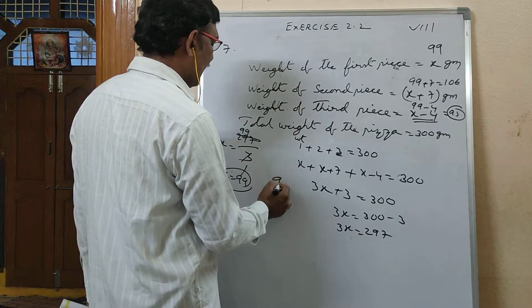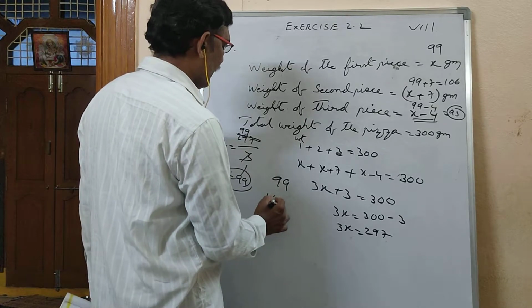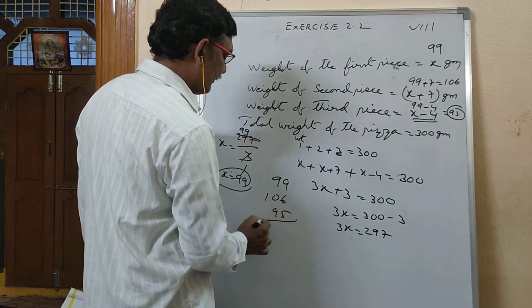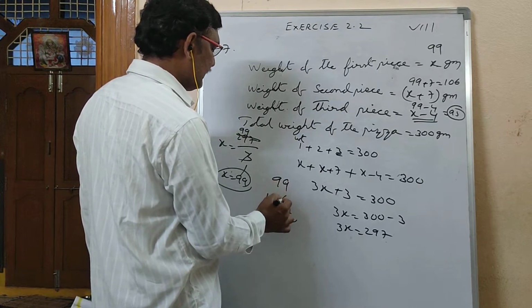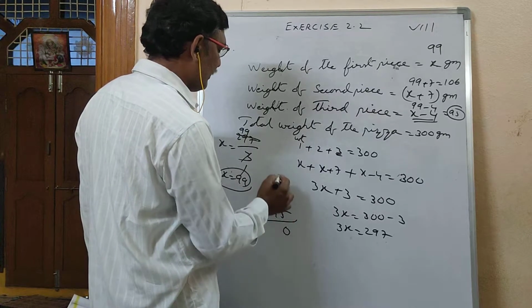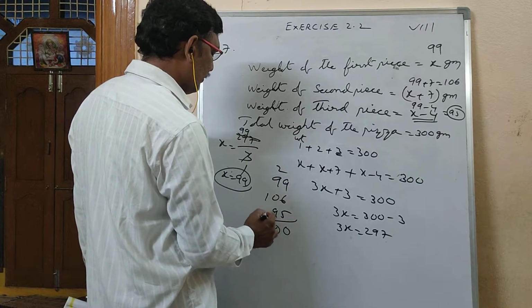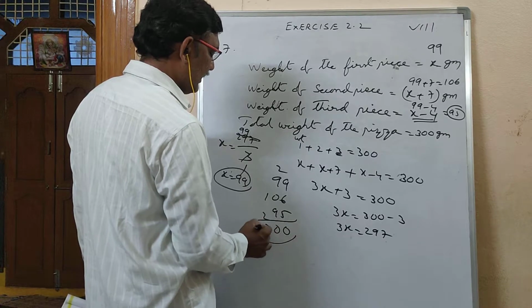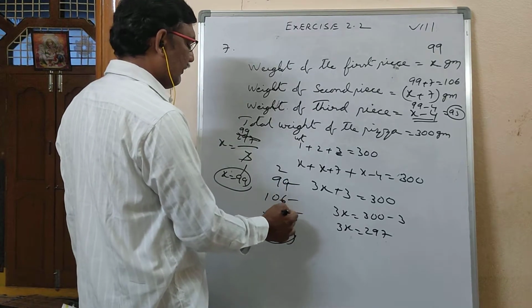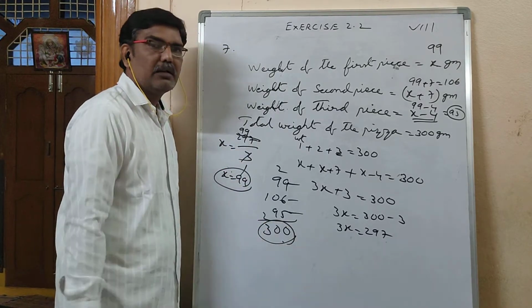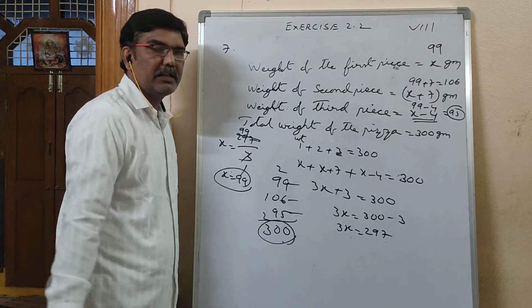See it. 99, 106, 95. I am adding. 9 plus 6 is 15, 15 plus 5 is 20. 0, 2 carry. 9 plus 9 is 18, plus 2 is 20. 0, 2 carry. 300, you got it. If you add the 3 pieces' weights, you are getting the total weight of the pizza as 300 grams.